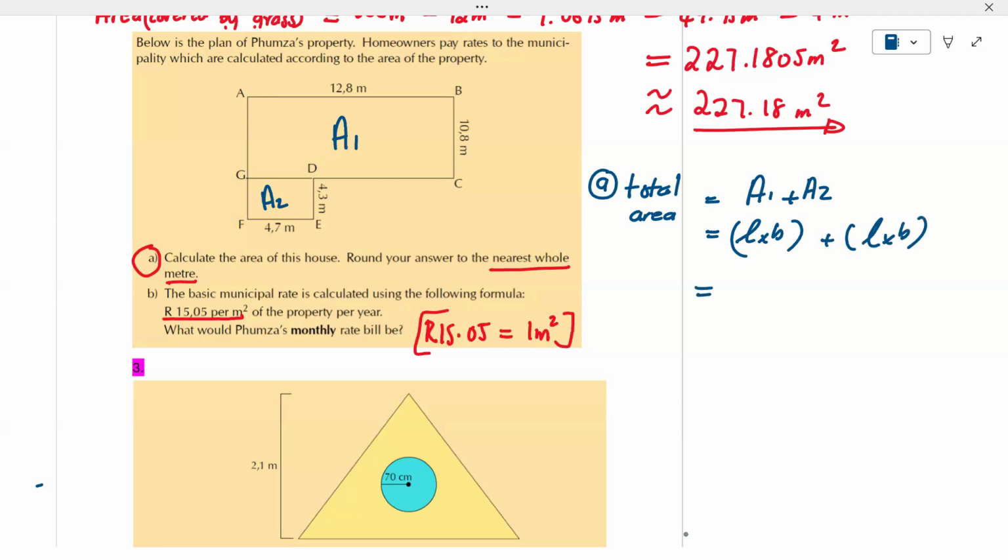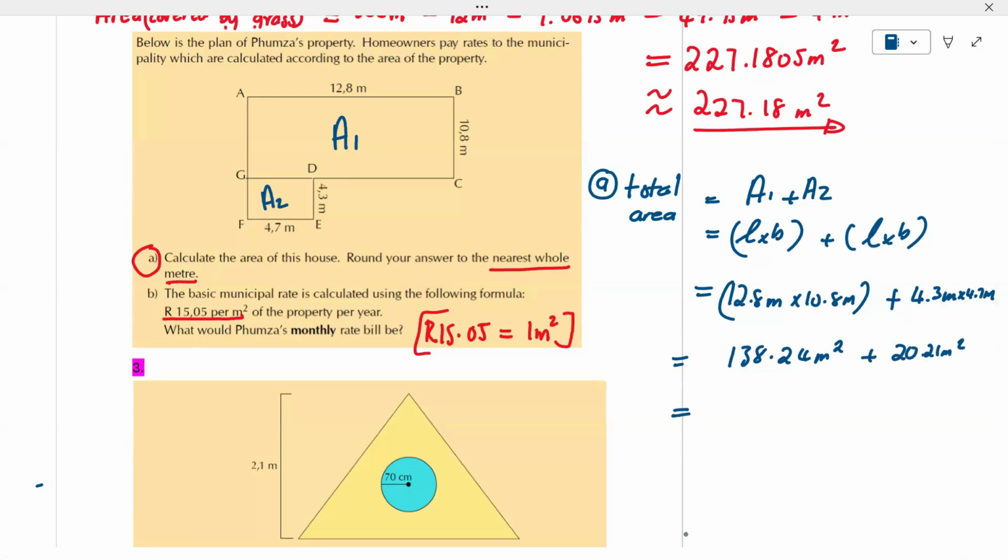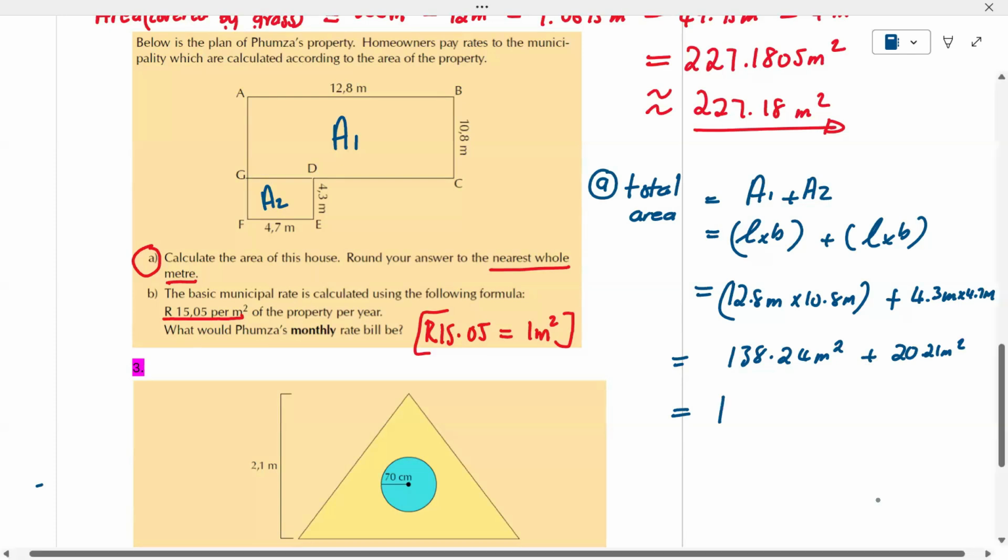What's the length for area 1? 12.8 meters times 10.8 meters equals 238.24 meters squared. Area 2? 4.3 meters times 4.7 meters is 20.21 meters squared. 20.21 meters squared total. 118.03 meters squared. Rounded off to the nearest whole meter is 118 meters squared.